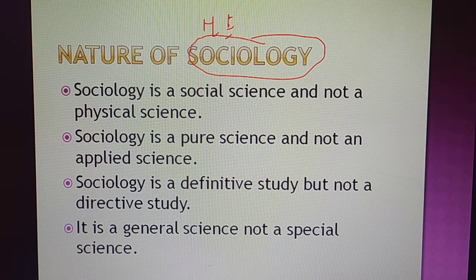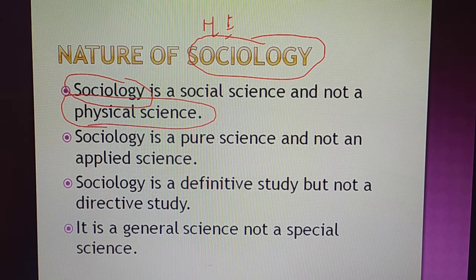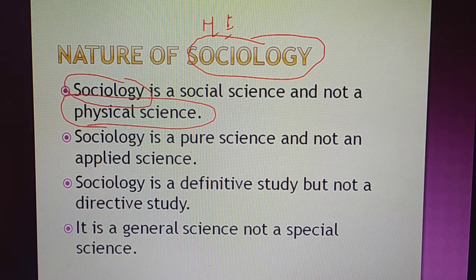Next, it is not in the group of the physical sciences. Obviously they are saying sociology is a social science and not a physical science. Whatever physical science subjects you people used to study, sociology doesn't come there. Sociology is a part of the social sciences like history, political science, economics, geography. And sociology is a pure science and not an applied science.